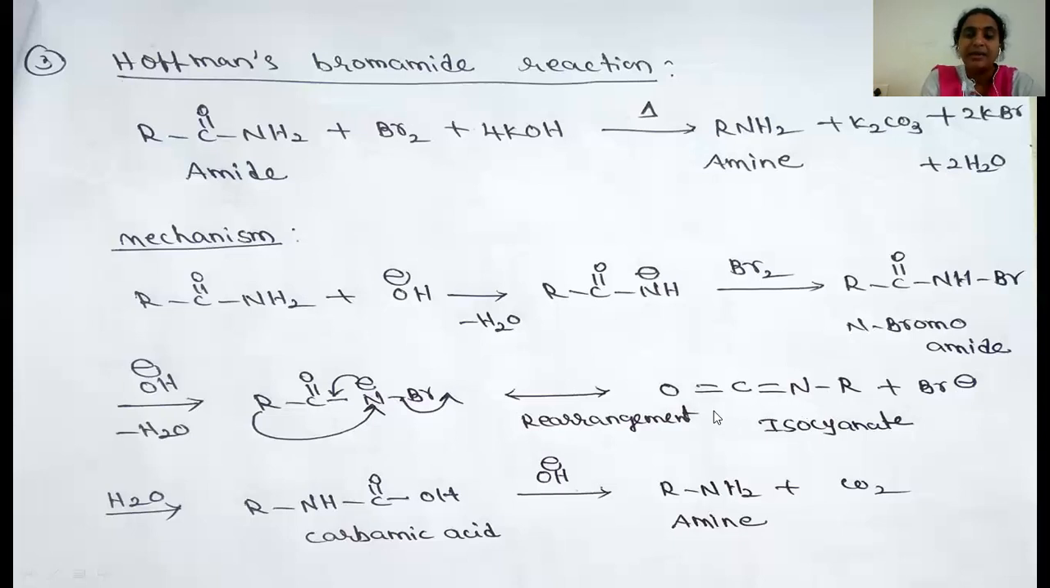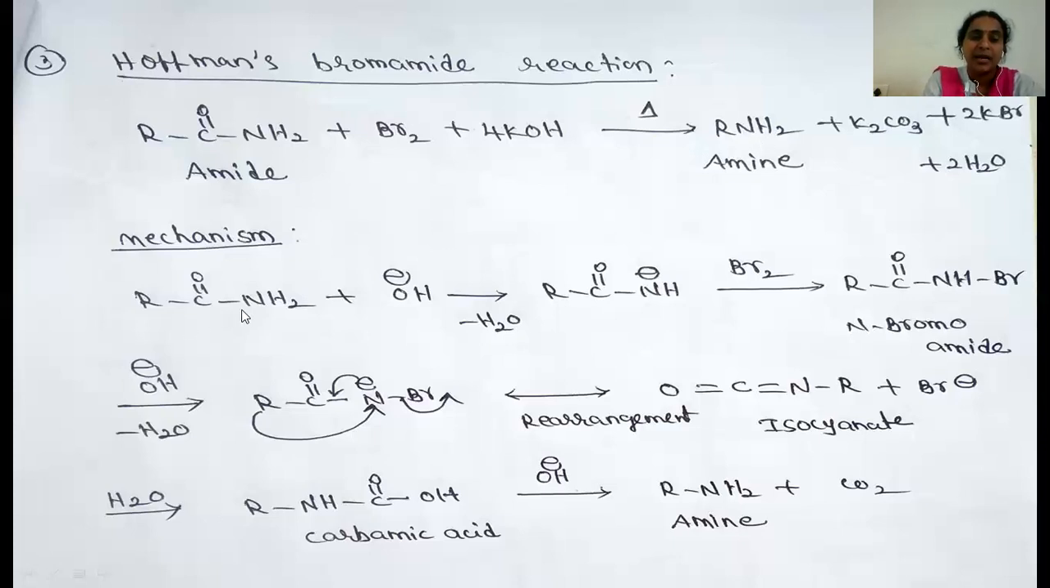Now this isocyanate undergoes hydrolysis, and this carbon will get an OH group and nitrogen will get H. Finally, this produces the carbamic acid. On further reaction with the base, this group breaks and produces the alkyl amine, and this group is eliminated as CO2. So by this method, in the Hofmann bromamide reaction, an amide reacts with bromine in the presence of base to prepare the primary amines.